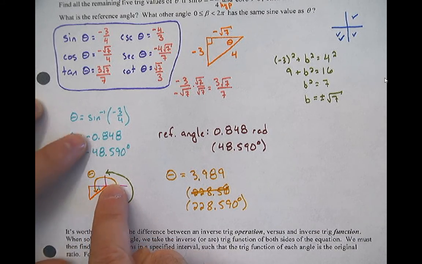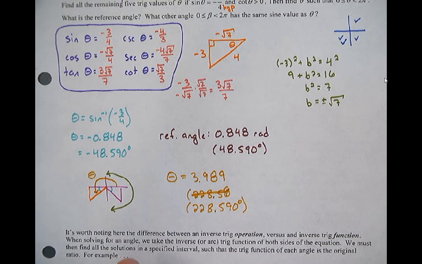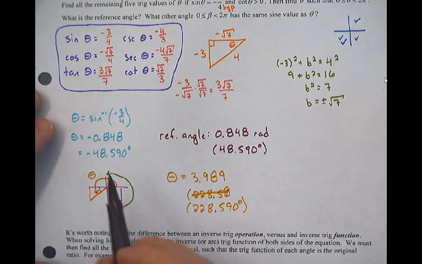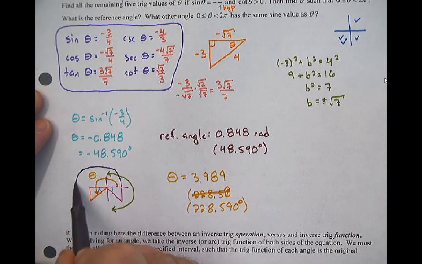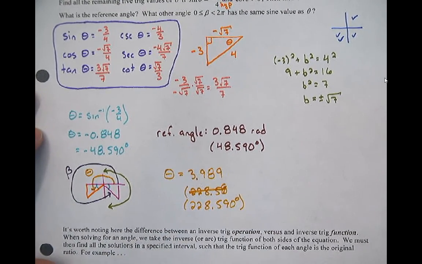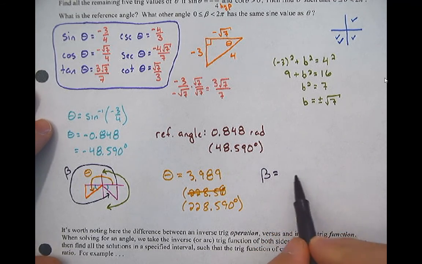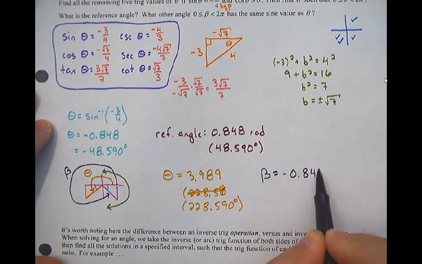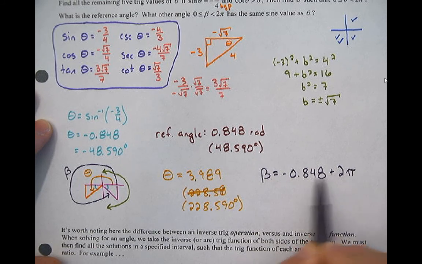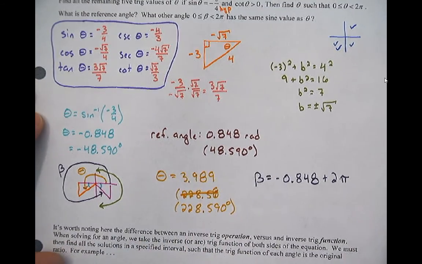So if negative 0.848 takes me here, but I want to go around to the positive, what would I do to that value? This is crazy. I love AP Calc. If I wanted to go all the way around back to there, this is what they're calling beta. Beta would be equal to negative 0.848 plus 2 pi. Negative 0.848 takes me down to there, and if I add 2 pi to that, it would take me around to where I am.